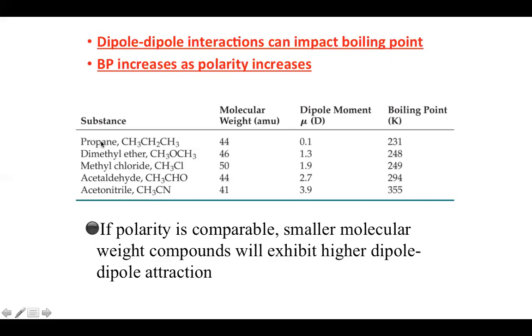So if we're looking at something like propane, which has just a bunch of carbon-hydrogen bonds or carbon-carbon bonds, it has a very low dipole moment, right? Because we said that carbon-hydrogen bonds are considered to be nonpolar. Whereas if we were to jump to something that has nitrogen in it, now we have a larger dipole moment, so a greater polarity in this molecule, and that's going to cause the boiling point to be greater as well.